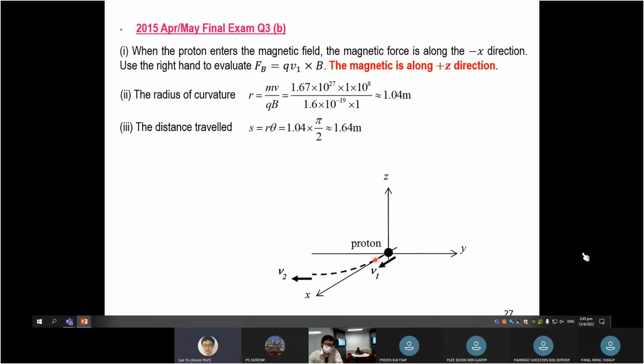The particle is doing circular motion, but because the magnetic field does not fill the whole space, the particle only completes a certain trajectory and leaves the magnetic field. If originally it moves along x and leaves the field along y direction, how many portions of the circle does the particle complete? One half, 1/4, or 1/8 of the whole circle? Very good, 1/4.